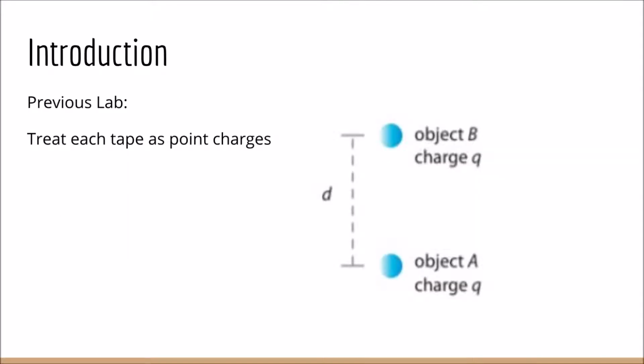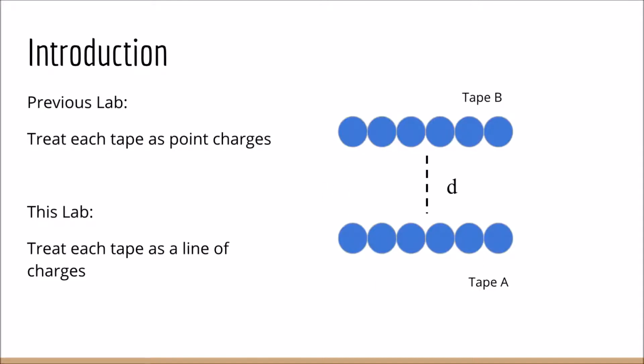So again, in the previous lab, we treated the two tapes as point charges. However, it is clear that the tape isn't just a single point or object in space. A more realistic approach to modeling this is by treating the tapes as lines of charges. So what difference does it make to treat something as a point charge rather than a line of charge?